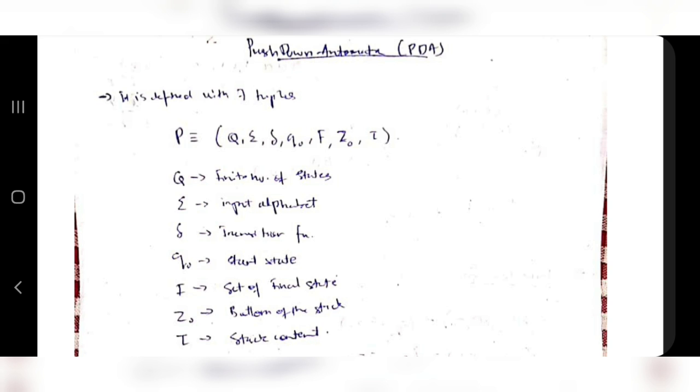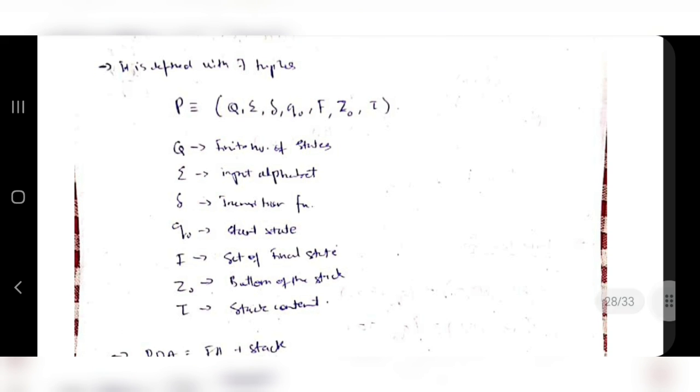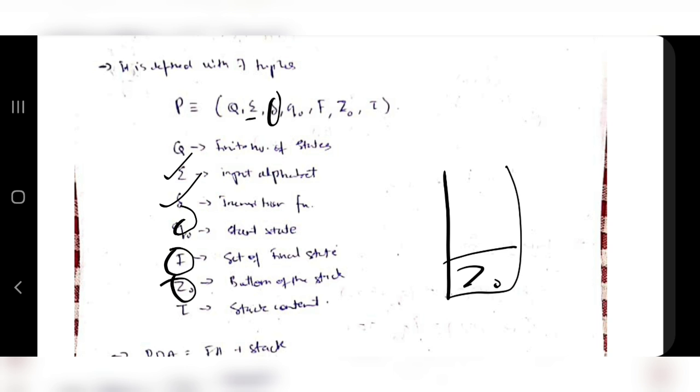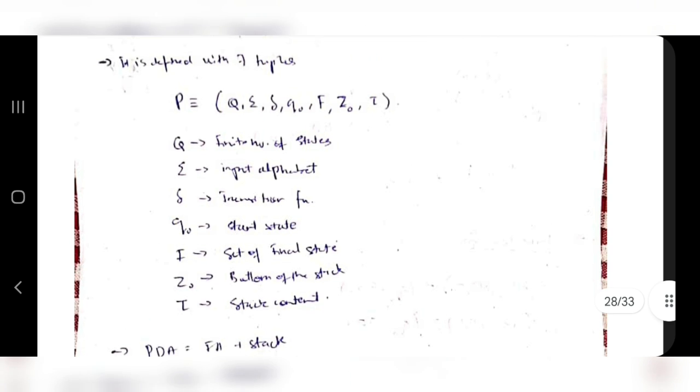Coming to pushdown automata, it's defined by using 7 tuples. So let's discuss what these tuples are. The first is Q, the finite number of states, meaning how many states there are, Q1, Q2 and so on. Then the input alphabet, the transition function, Q0 is the starting state, F is the final state, and Z0 is the bottom of the stack. So here we'll be using a stack whose bottom is Z0, and tau is the stack content. By using these 7 tuples, we define the pushdown automata.